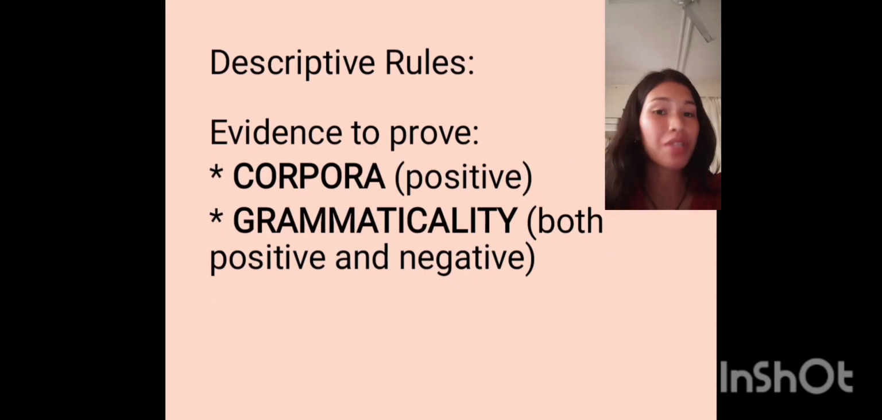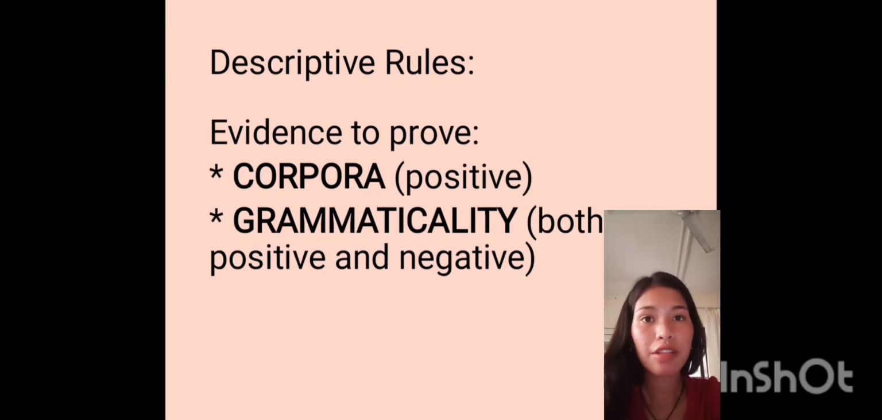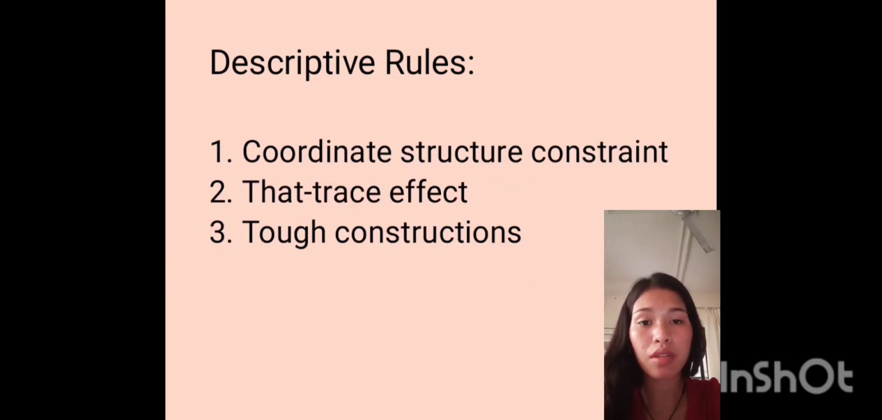So now let's proceed to descriptive rules. Before that, there is evidence to be proved, like the corpora, which means positive, and the grammaticality, which is both positive and negative. Descriptive rules. There are 3 descriptive rules. The first one is coordinate structure constraint. The second one is dot trace effect, and the third one is tough constructions.